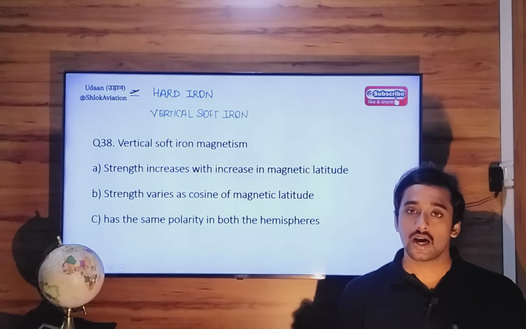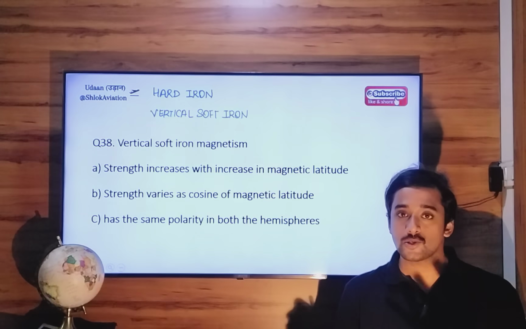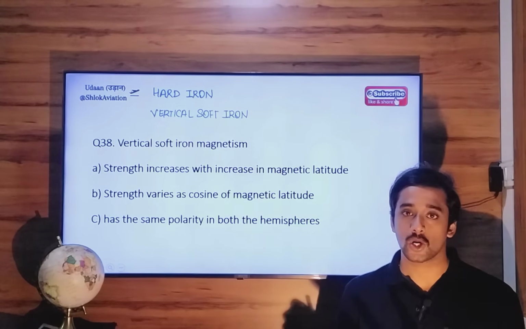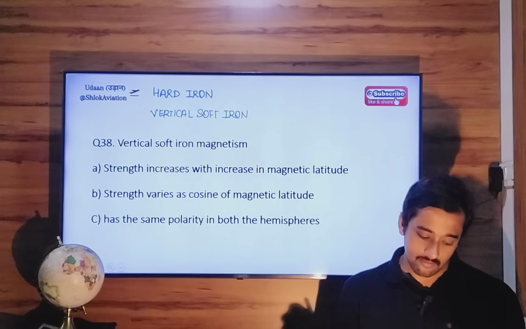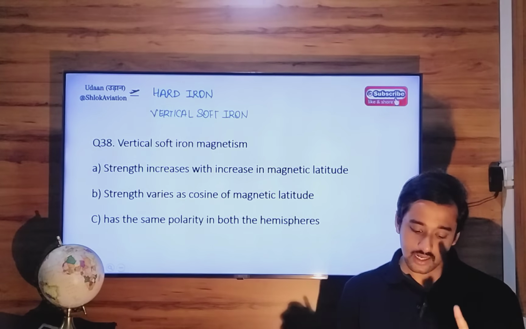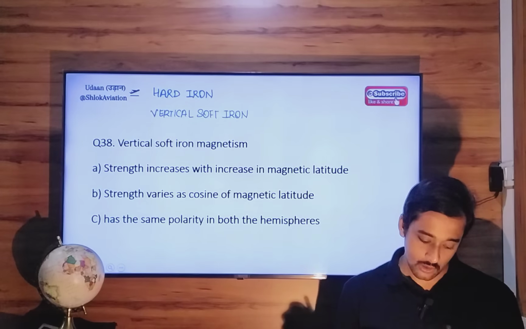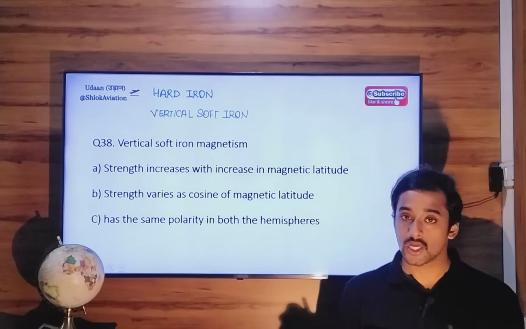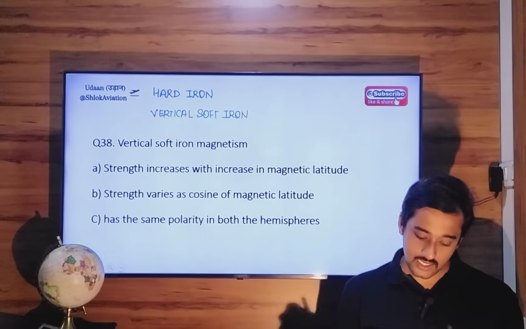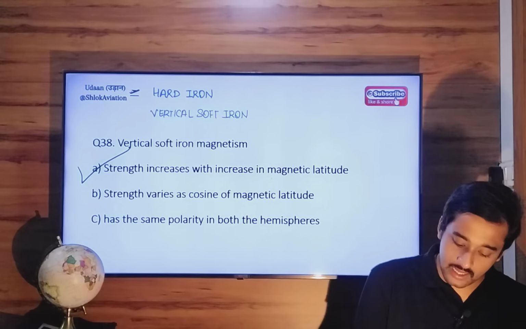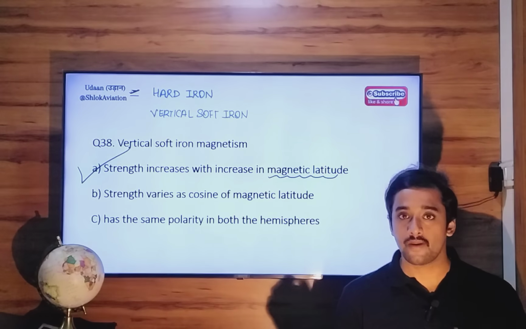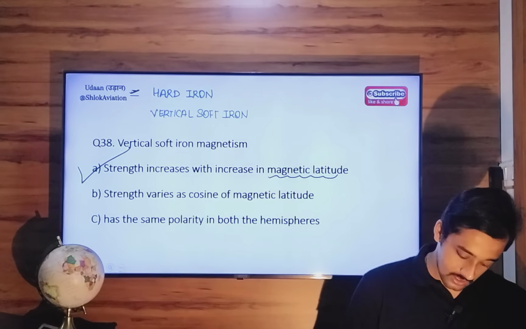That means errors produced in the magnet due to the vertical component of the earth's magnetic field. So vertical soft iron magnetism strength increases with increase in magnetic latitude. Strength varies as cosine of magnetic latitude, has the same polarity in both hemispheres. So option A. As your latitude increases, vertical soft iron magnetism will also increase.